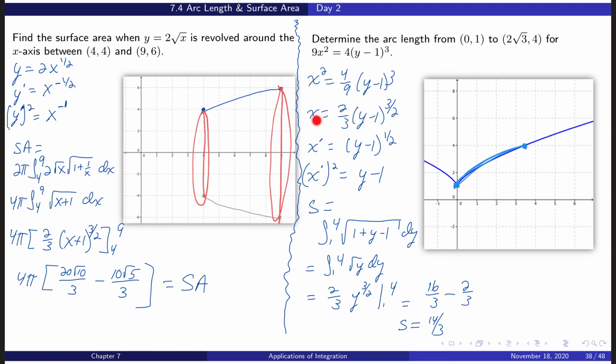And so now in my arc length formula, I'm going to need the derivative of this squared. So the derivative is (y minus 1) to the 1/2. Squaring it, I get y minus 1. And then now my arc length formula, the antiderivative from y values 1 to 4 of the square root of 1 plus the derivative squared, y minus 1, dy. The ones cancel out. Root y antiderivative is pretty straightforward. We get this statement, plug in my y's of 1 and 4, and I get an arc length of this. So if it looks like an arc length is going to be messy doing things in terms of x, look at the function and see if it's easier to do things in terms of y instead. Okay, that's it for day 66.